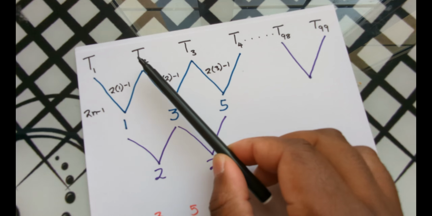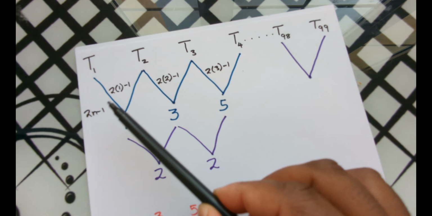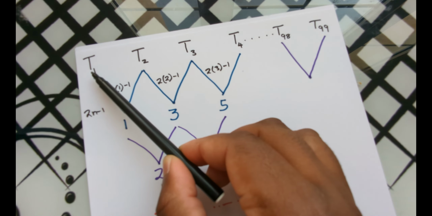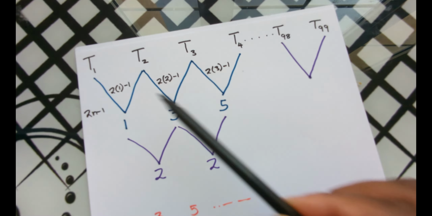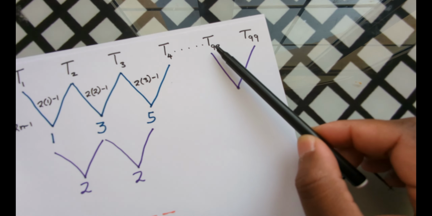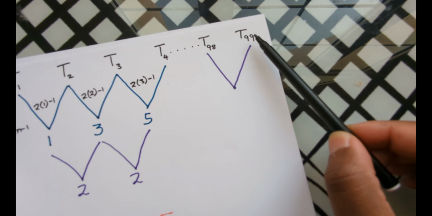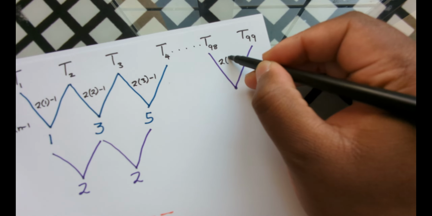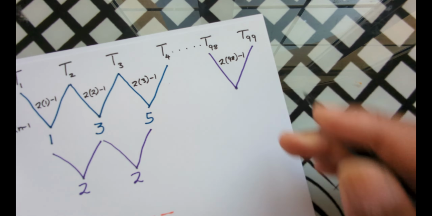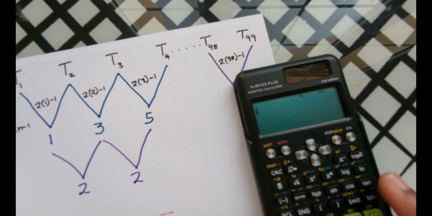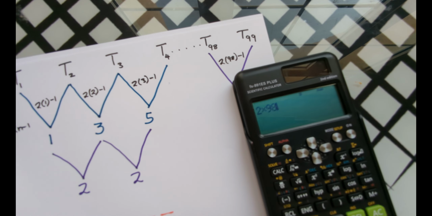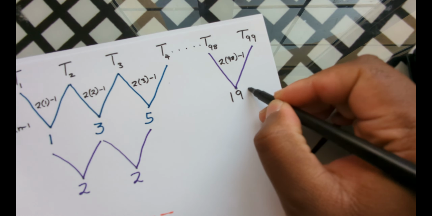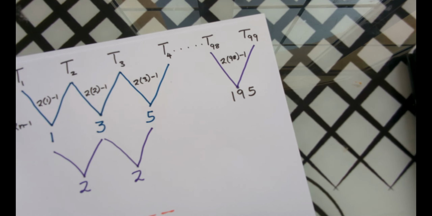So the difference between term number 2 and term number 1, you use 2n minus 1, where n is the first term. So now if we are to find the difference between term number 98 and term number 99, it is going to be 2 multiplied by 98 minus 1. And let's simplify that. 2 multiplied by 98 minus 1, that's 195. So this difference should be 195.